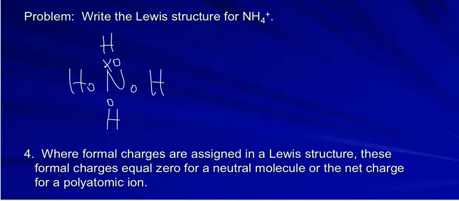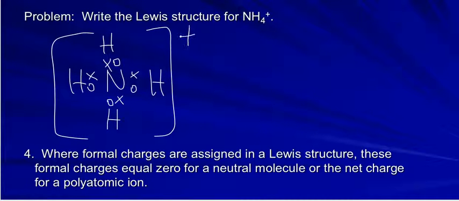Hydrogen has one valence electron apiece. Nitrogen has 5. But since there is a plus charge on the ion, I'm going to subtract 1 from the nitrogen. And so the Lewis structure for NH4 plus looks like this.